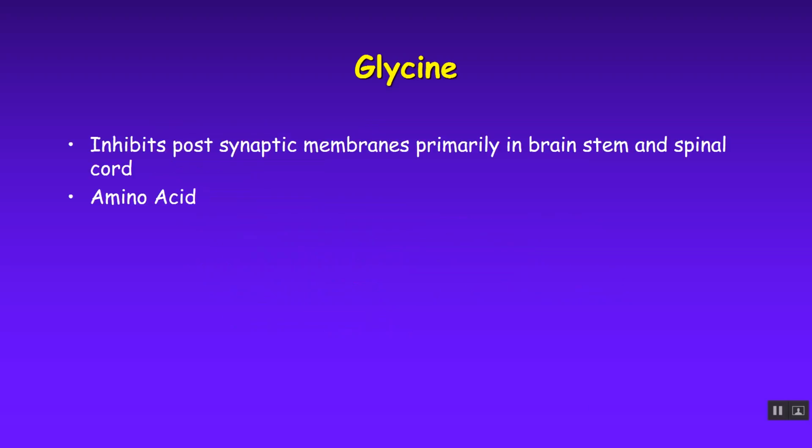Glycine, it's an amino acid. It's an inhibitory neurotransmitter. Okay, it inhibits postsynaptic membranes, primarily in the brainstem and spinal cord. So it's kind of like the GABA of your brain, but it's more in the brainstem and spinal cord. It's one of the primary inhibitory neurotransmitters. It's going to cause that inhibitory postsynaptic potential, but more so in the brainstem and spinal cord.